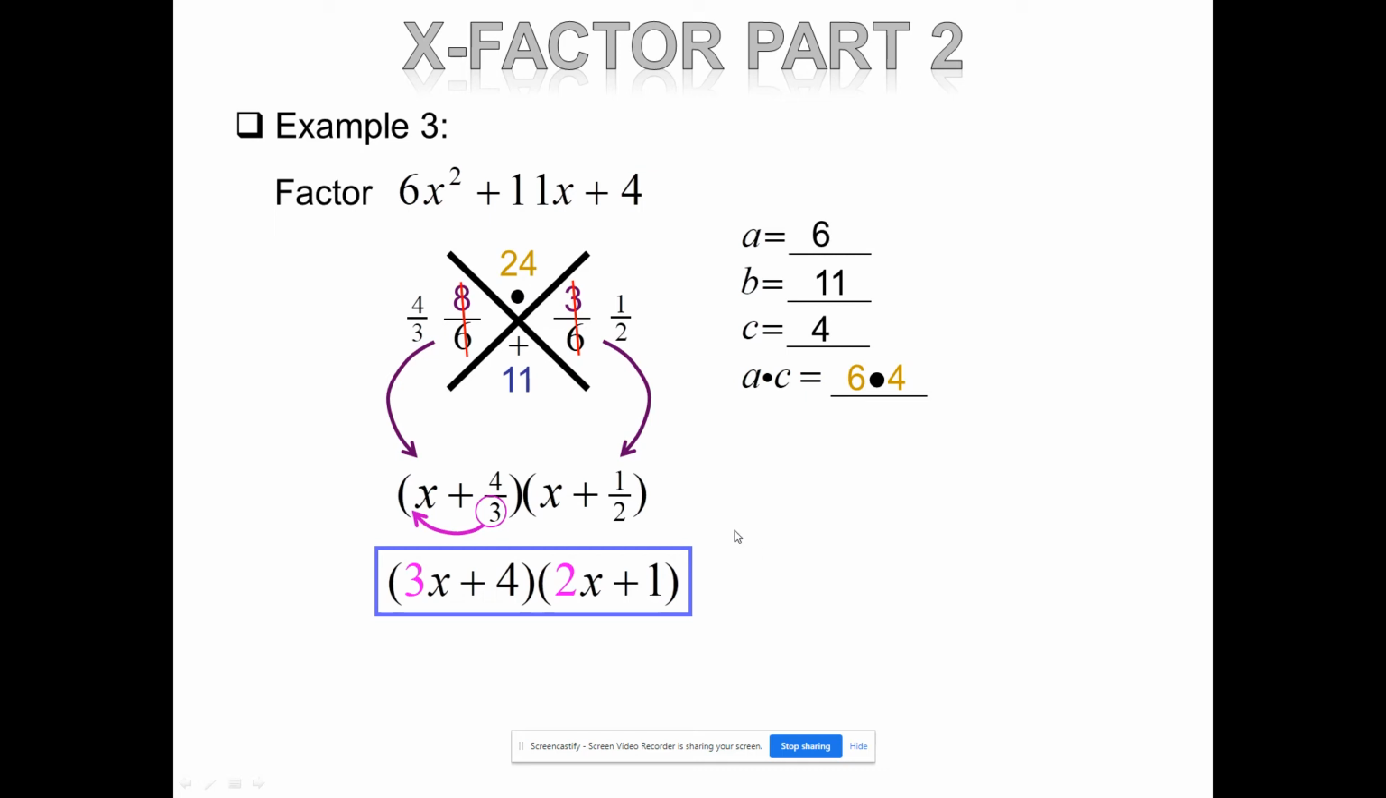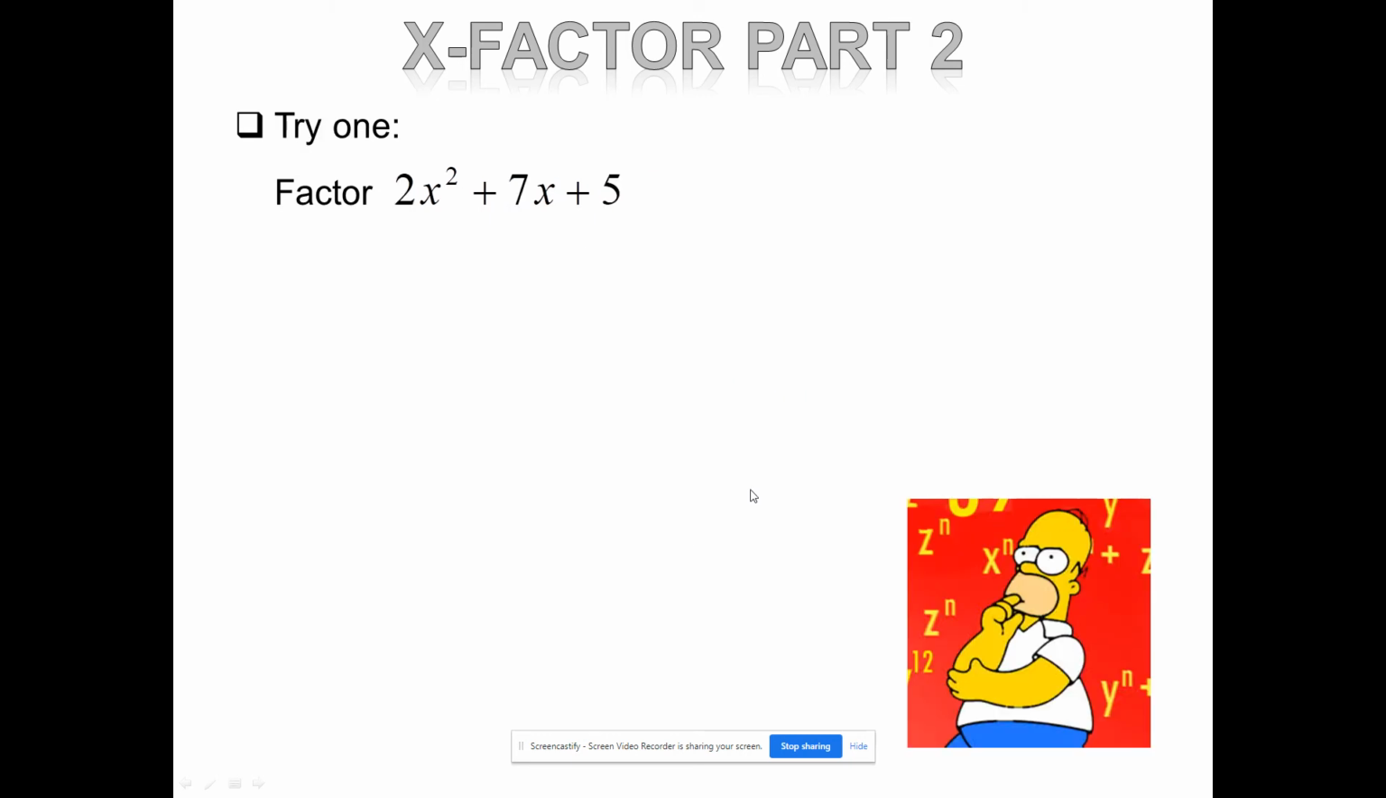Okay, and I think the animation is going to come right there. Yep, I forgot to move it. It's okay. All right, you guys try one if you need to. You can rewind the video, take a look at what I did, just follow my process.